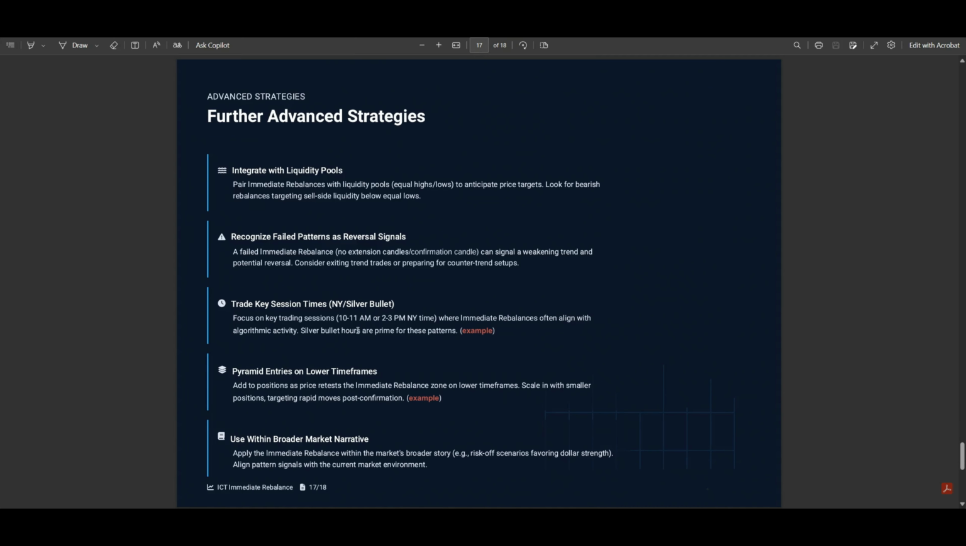Next, trade key session times, New York silver bullet. This is just an example, right? So focus on key trading sessions like 10 to 11 a.m. or 2 to 3 p.m. New York time, where immediate rebalances often align with algorithmic activity. Silver bullet hours are primed for these patterns.